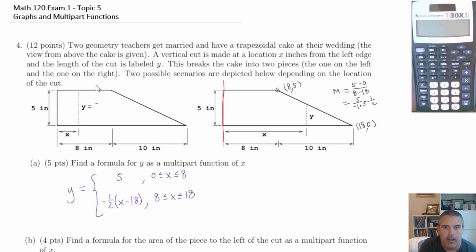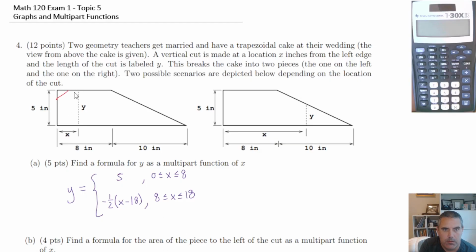And you can test it out. I would plug in an 8 and make sure I get 5. I would plug in an 18 and make sure I get 0. That's it. So if you didn't realize that, the height is the function. It is the equation for the curve. That's what it means.